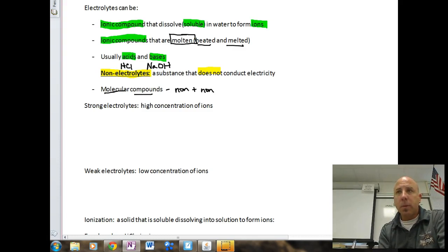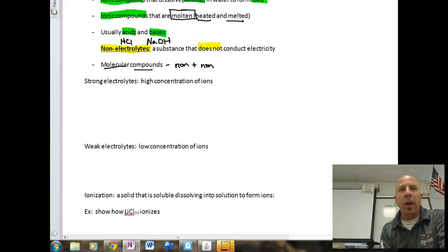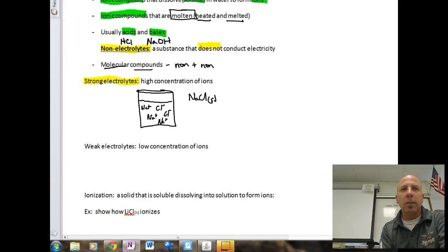Now, different types of electrolytes, as we determined in our lab, we could have strong electrolytes. Strong electrolytes are solutions that have a high concentration of ions. So if I was to draw a little model here, and let's say we had some water, and we put some sodium chloride solid into this, we would have lots and lots of sodiums and chlorines, and the more we have, the more concentrated this becomes. And they all break up. That would be a strong electrolyte.